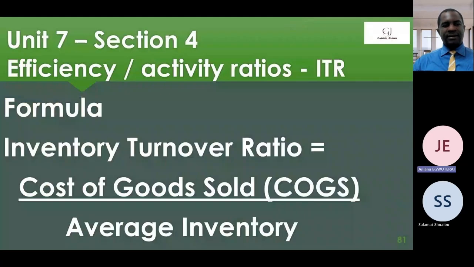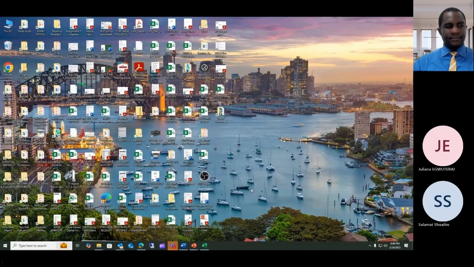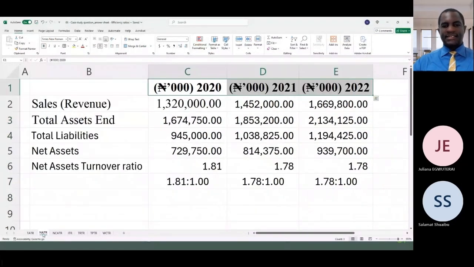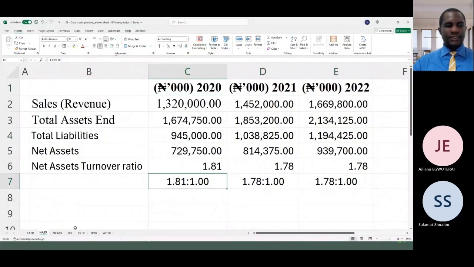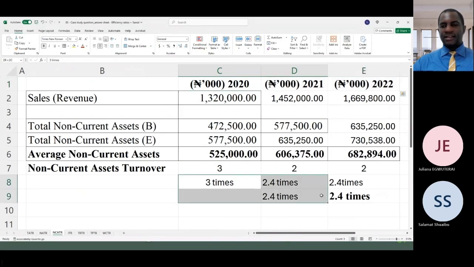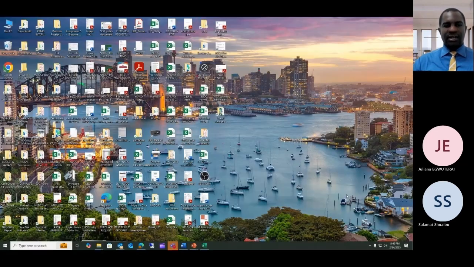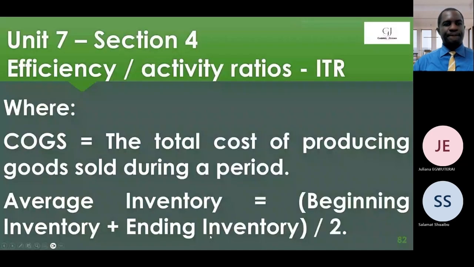So I think Dan Kabir is doing very well from his net asset turnover. I think he only did badly in his total asset turnover. He did below 1. But if you look at his net asset turnover, he improved. Non-current asset turnover, he did better. And now his inventory turnover is also doing not bad. 3 times is good.